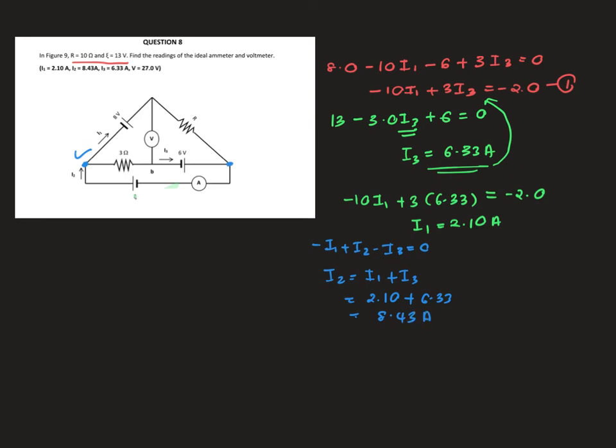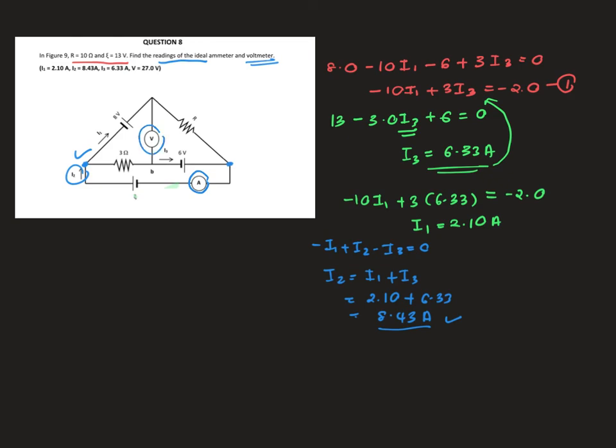But now the question asks you to find the reading of the ideal ammeter. You need to understand that an ammeter means that you measure the current flow. So the current going to pass through the ammeter is going to be I2. So you already found I2 here, which means that the current flowing through the ammeter is going to be 8.43 ampere.